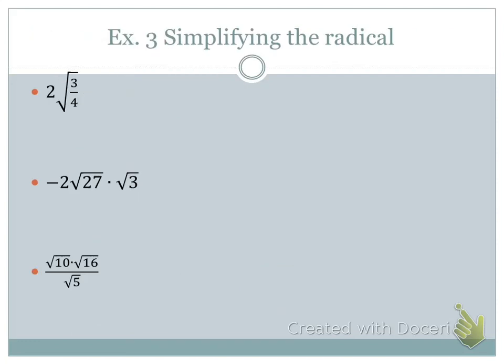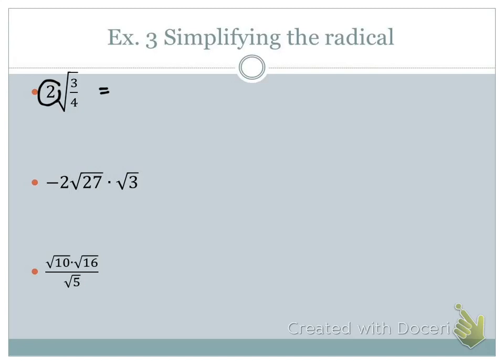Okay, so here we go. This is our last example. Okay, I'm going to read this to you so you better understand what's happening. Okay? In this first problem, this is how this problem would be read. 2 times the square root of 3 over 4. So what type of problem do I have? Multiplication. So the easiest thing for me to tell you to do is go ahead and make this 2 out in front a fraction, because then it'll be easier to see.